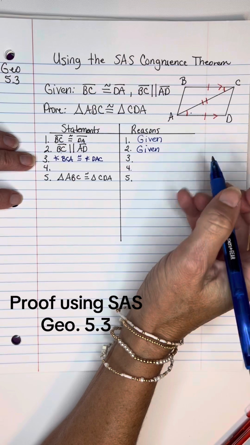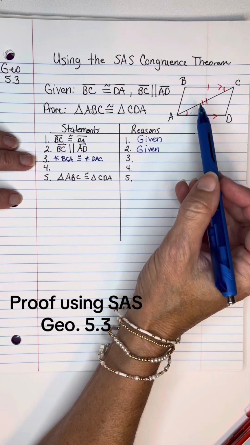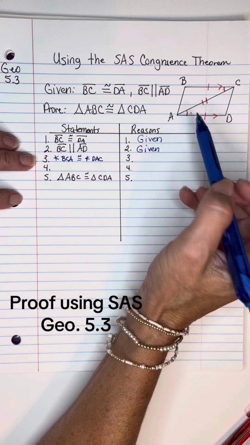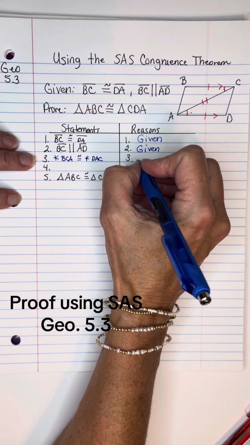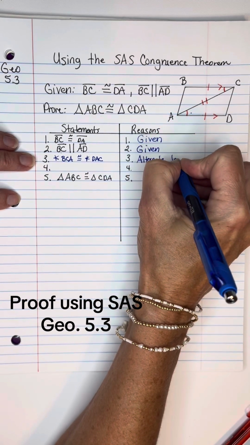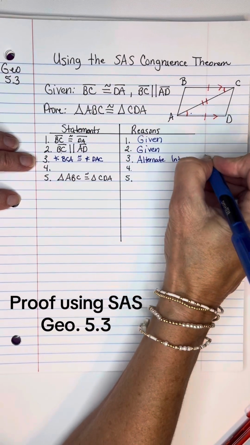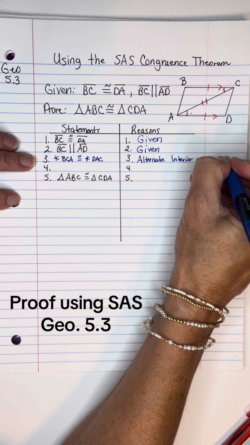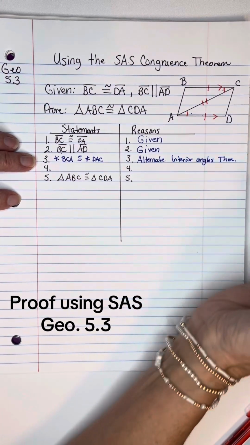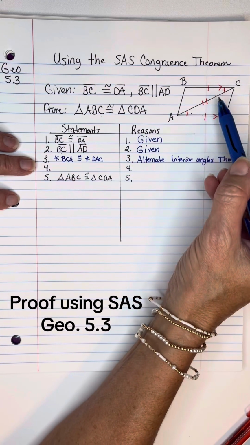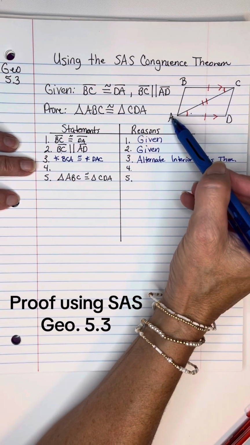And we need a reason for that. Well, as we said a few moments ago, if parallel lines are cut by a transversal, alternate interior angles will be congruent. So I'm going to say alternate interior angles theorem. I'll abbreviate theorem.